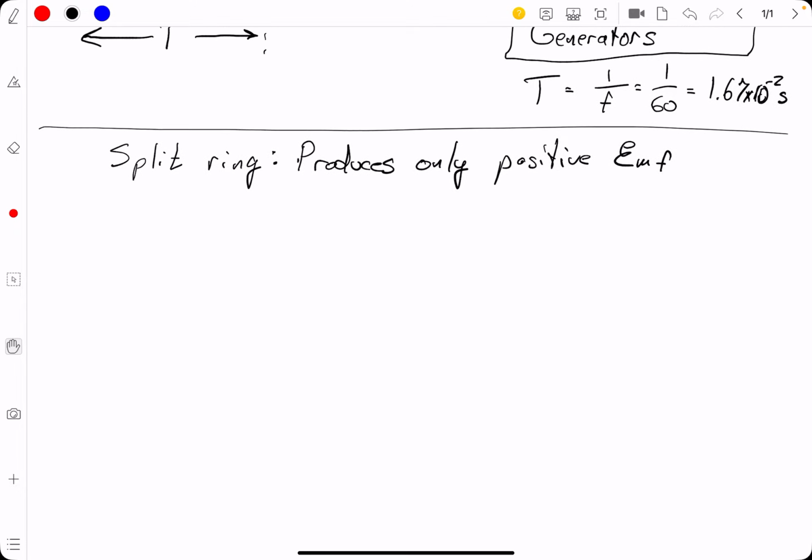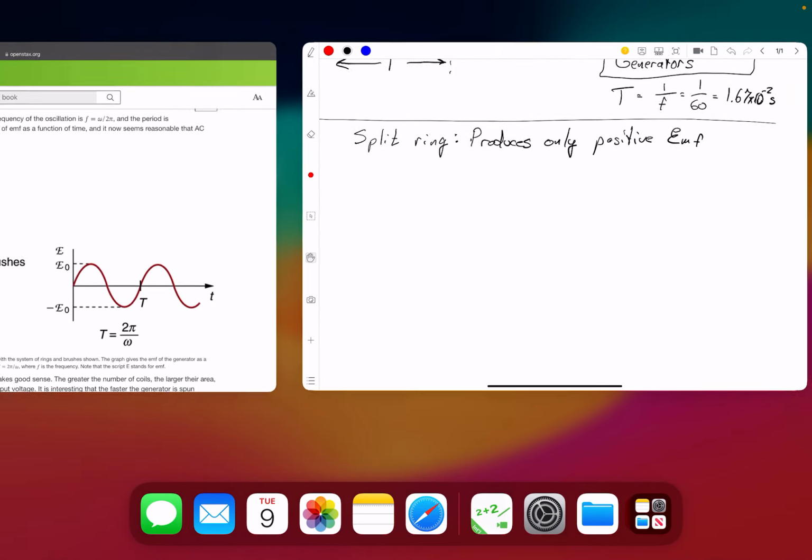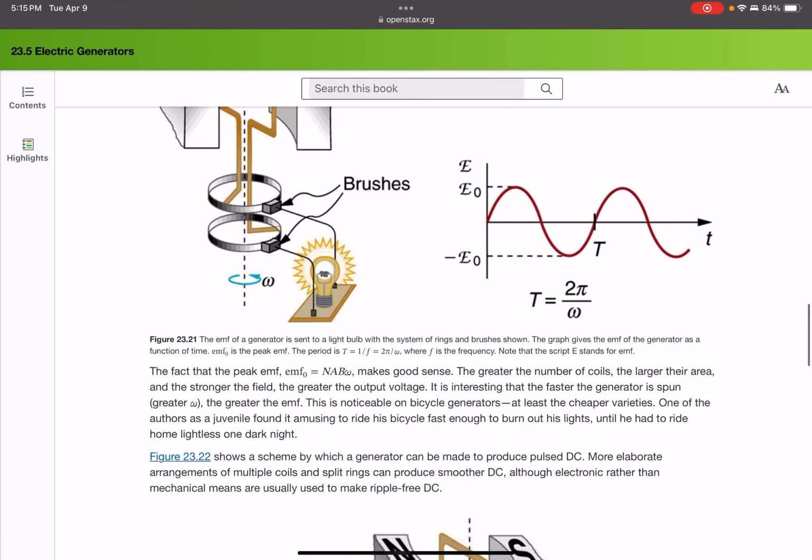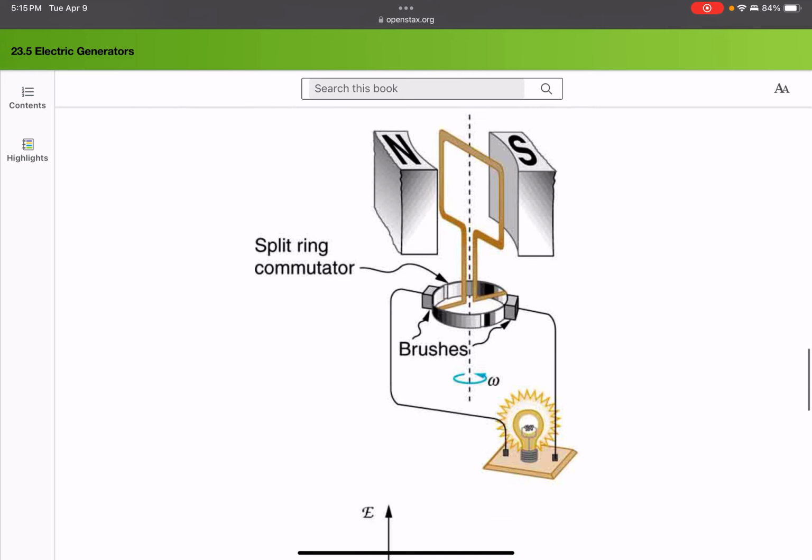So instead of me drawing, let's go to this. So here we have brushes on the rings, okay, and each one is going to generate a current in that direction, and that's going to light up our bulb. And that bulb, this situation right here is an alternating current, okay? So our voltage goes up, our current goes up. Our voltage goes to the other side, flips the current, and the current goes in the other direction. Okay, so this is an AC situation. So what we want to do is create a DC situation.